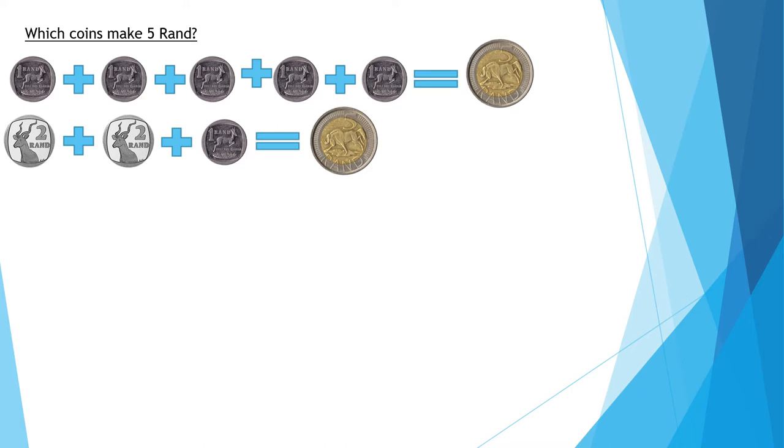Which coins make 5 rand? 1 rand plus 1 rand plus 1 rand plus 1 rand plus 1 rand equals 5 rands. That is, 5 times 1 equals 5. Or 2 rand coins equals 4 rand plus 1 rand will give you 5 rands.